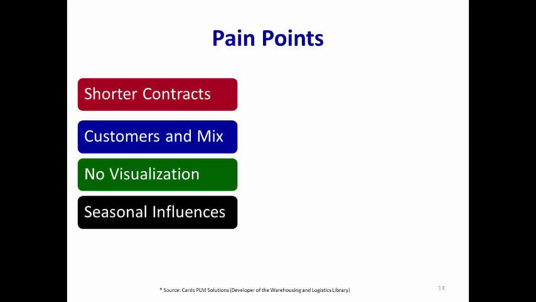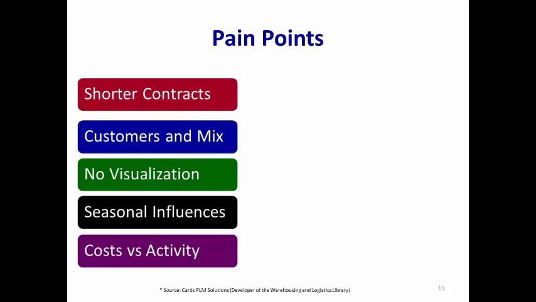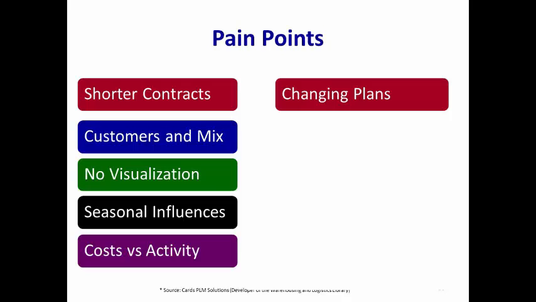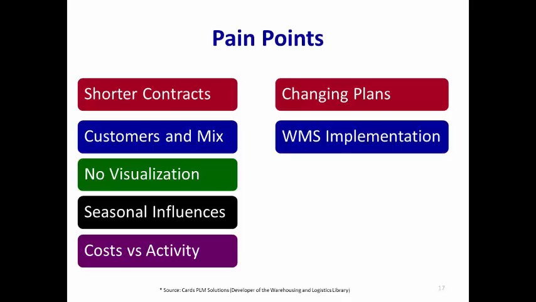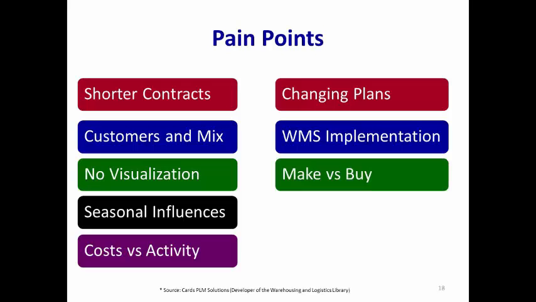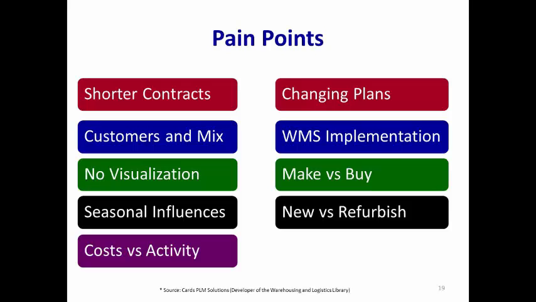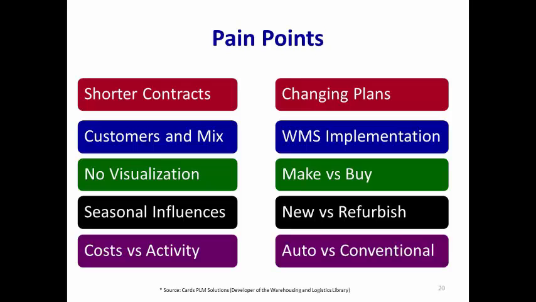Seasonal influences, no insight of operational costs versus operational activity, changing strategic expansion plans, warehouse management system implementation, customization, make versus buy, for example, new construction versus refurbishing existing warehouse, and last but not least, invest in automation or expand conventional warehouses.